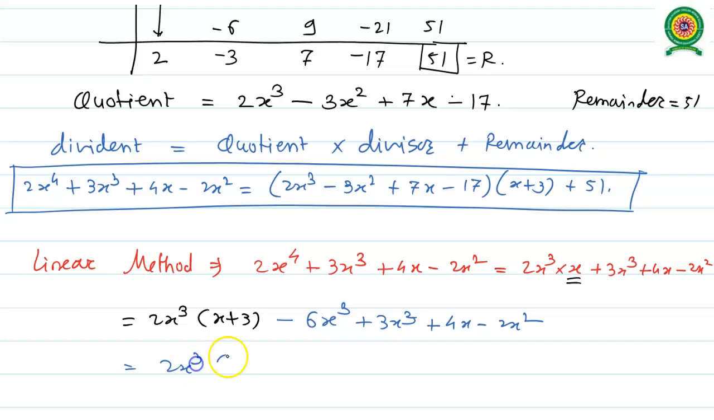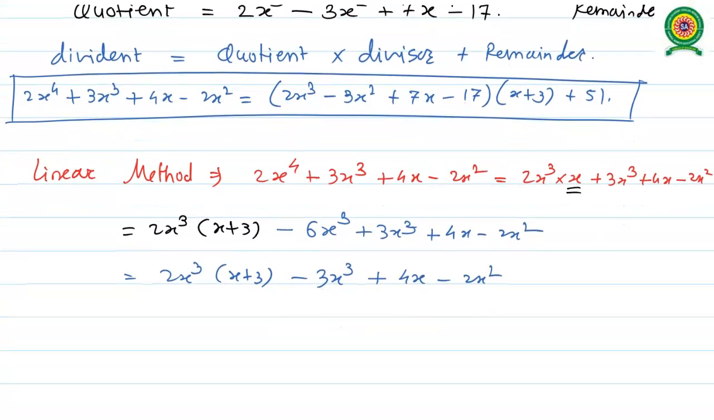Now 2x cube into x plus 3 as it is, minus 6x cube plus 3x cube, we are getting minus 3x cube plus 4x minus 2x square as it is. We are just adjusting here the divisor polynomial x plus 3. So 2 times x cube into x plus 3 minus, now we can split the x cube as x square into x, so that we have minus 3x square into x plus 4x minus 2x square as it is.